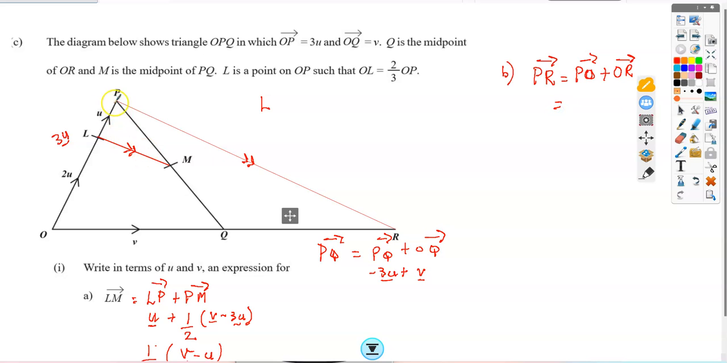So PR there would be PO, so that would be minus 3U, plus OR, which would be 2V, because if OQ is the midpoint of OR, it means that QR would be V as well. So the full length of the line OR is 2V. Okay? So PR is minus 3U plus 2V. Okay, so let's go to the next part of the question.